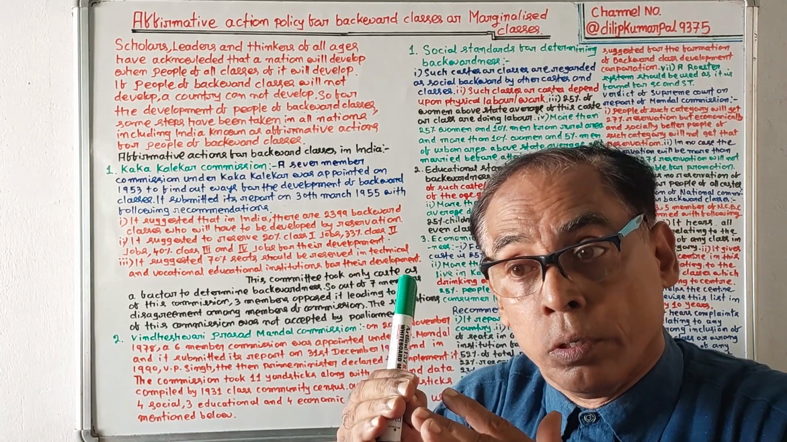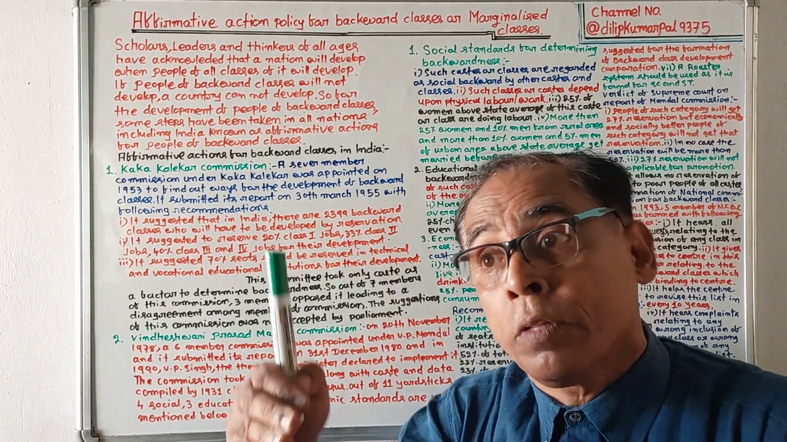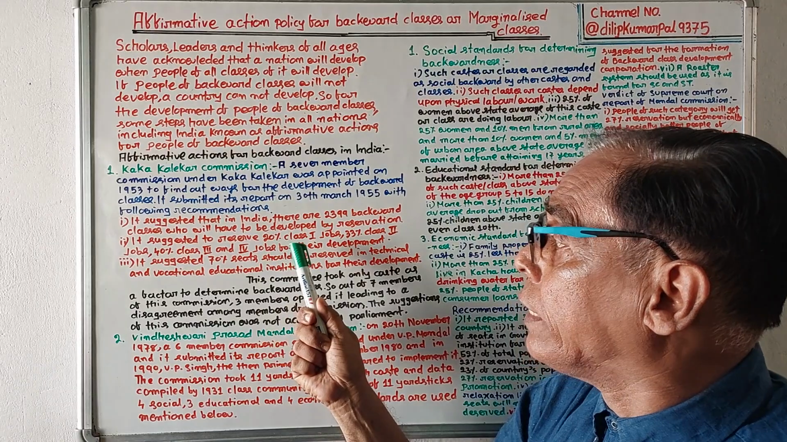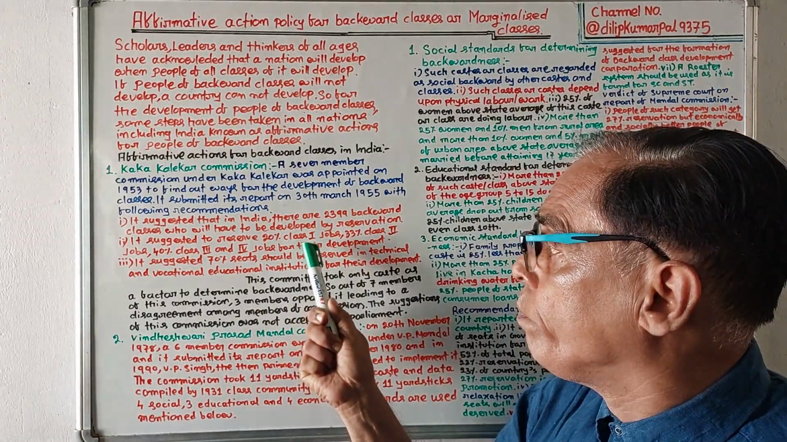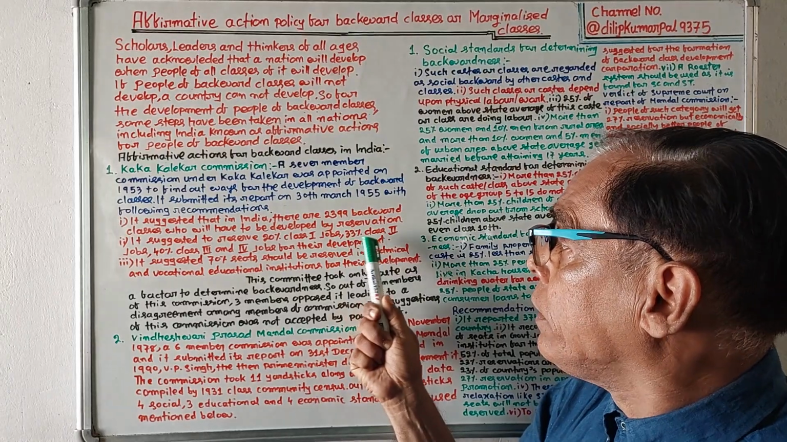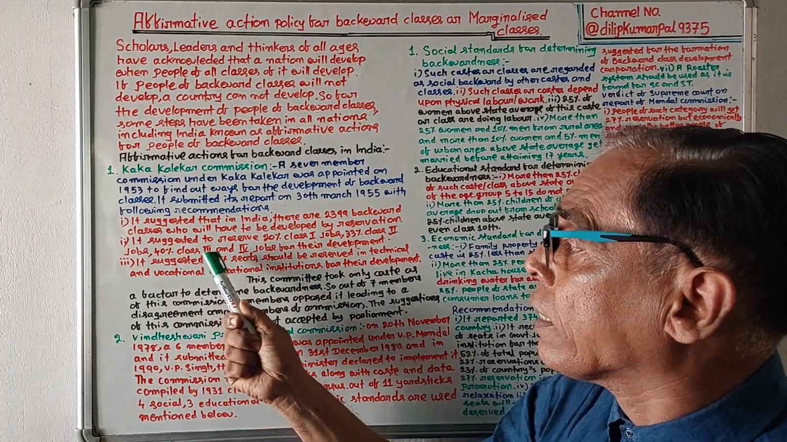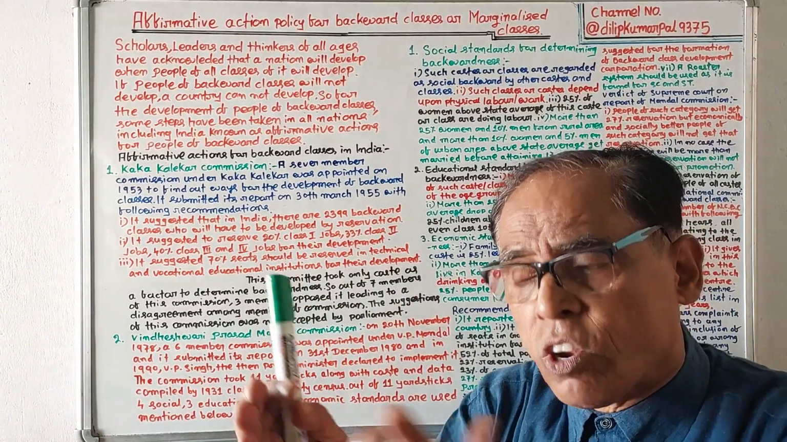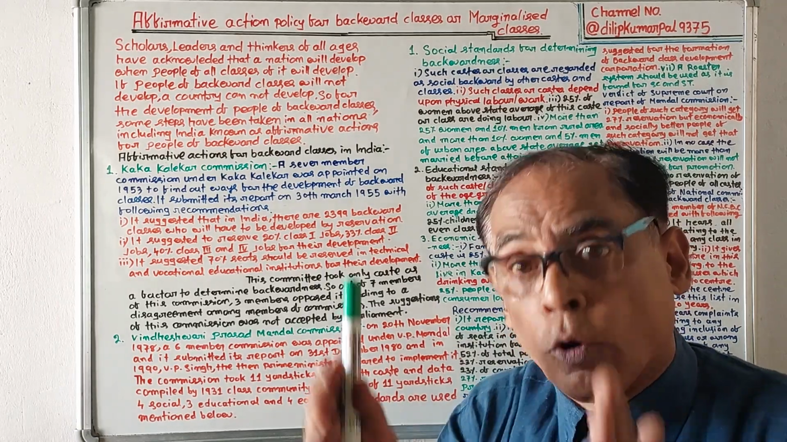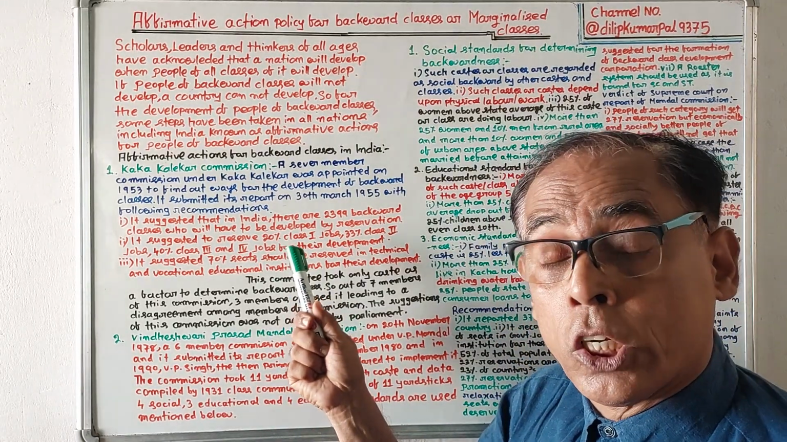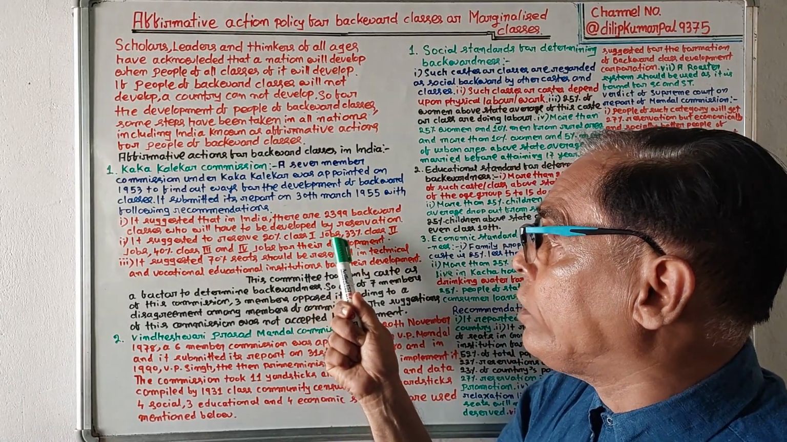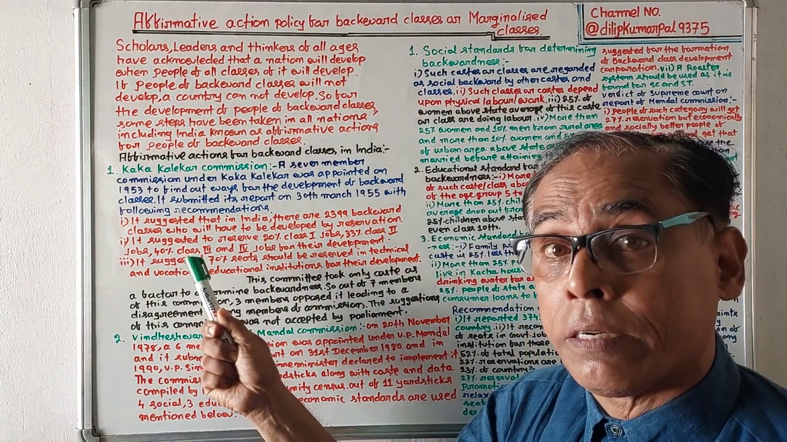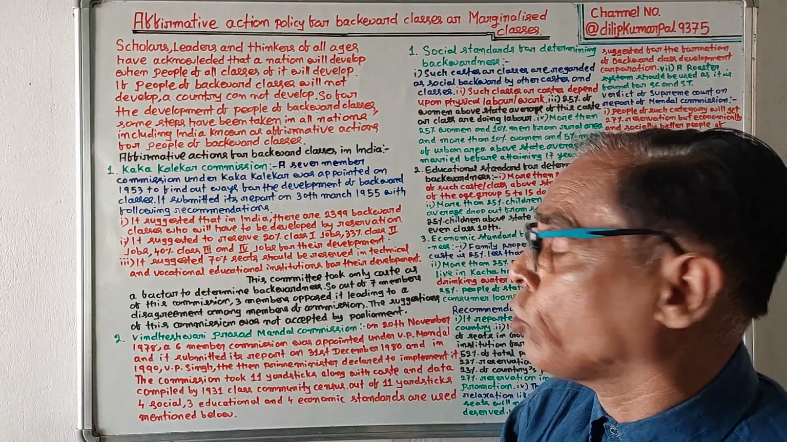So reservation will have to be made for them for their development. Number 2, it suggested to reserve 20% of class 1 jobs, 33% of class 2 jobs, and 40% of class 3 and class 4 jobs for their development. It suggested that for the development of people of backward classes, 20% reservation will have to be made for class 1 jobs, 33% reservation for class 2 jobs, and 40% reservation for class 3 and class 4 jobs.